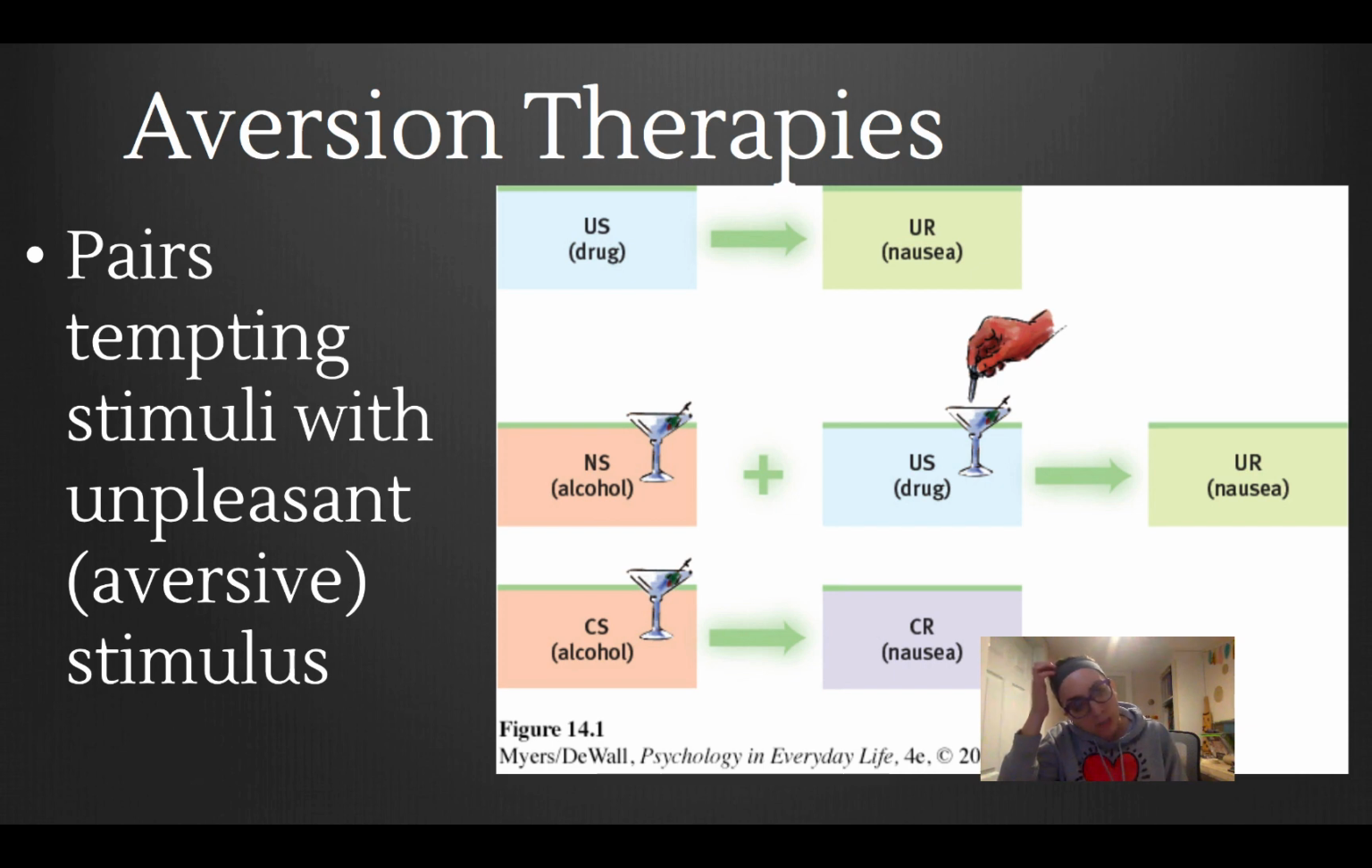Another type of classical conditioning therapy is aversion therapy, and this is sometimes used for smoking cessation or for people who may be alcoholics. And this involves pairing a tempting stimulus with an aversive or unpleasant stimulus.